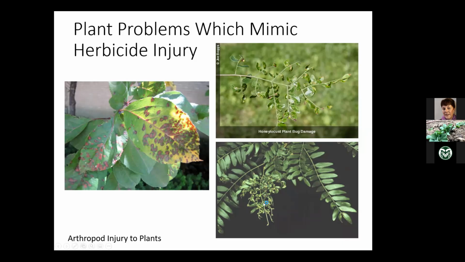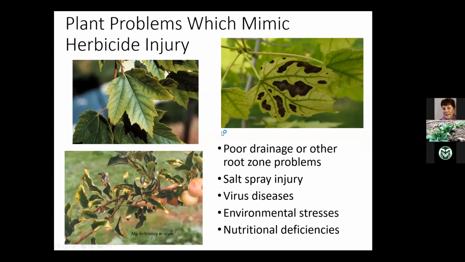These two pictures are actually honey locust plant bug. It looks like a herbicide injury, but this is honey locust plant bug damage to honey locust trees. And I see this all the time in the spring and summer. And then we have hackberries that get hackberry nipple gall. That looks like it might be a disease gall, but it's actually an insect that is causing that damage.